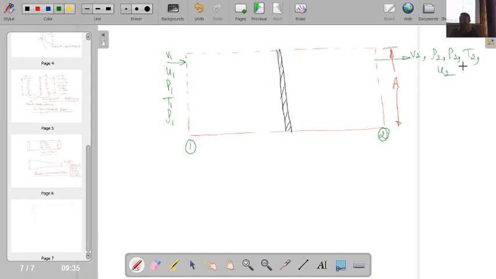Okay. So now one by one, we have to consider the assumptions. So the very first assumption over here is that area is constant. Second assumption, let's consider that we have a steady flow situation. If we have steady flow situation, what will happen?